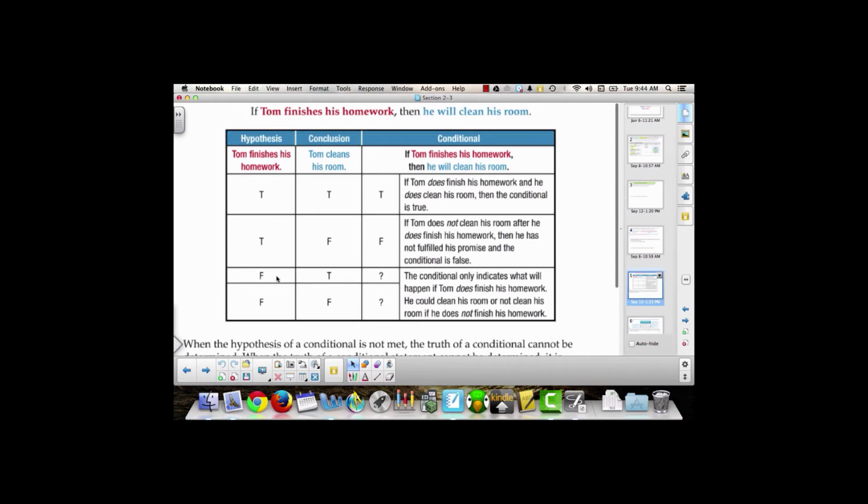The confusion comes when the hypothesis is false. If the hypothesis is false, the statement really is irrelevant. Because the hypothesis didn't happen, it doesn't matter what the conclusion is. That particular example will not make that conditional false. So if Tom does not finish his homework, it doesn't matter whether he cleans his room or not. That example does not make the statement false.